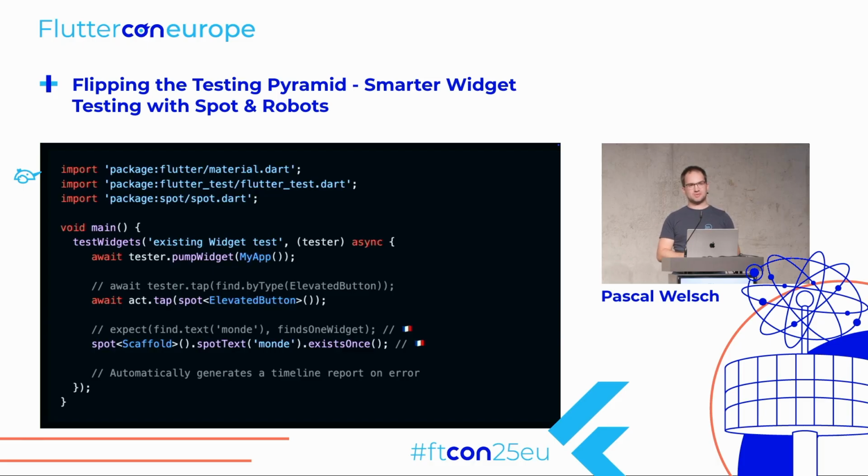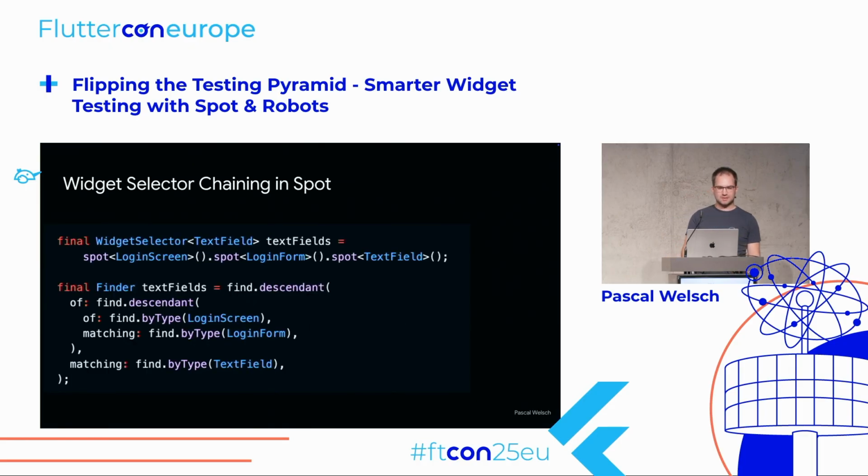Let's look into a simple app. Here are the comments, which show the Finder API. Instead of tester.tap, we use act.tap. Instead of find.byType ElevatedButton, we use spot with the type ElevatedButton, and it will search the screen for that widget. We can chain the widget selectors with spot Scaffold, spot Text, for the French people here. And at the end, if something goes wrong, it automatically generates a timeline report. Once you add a single assertion with Spot or a single API with Spot to your test, it will automatically generate the timeline for you.